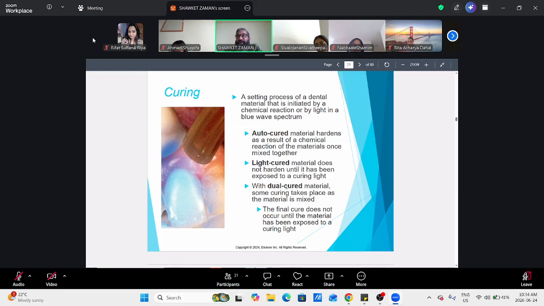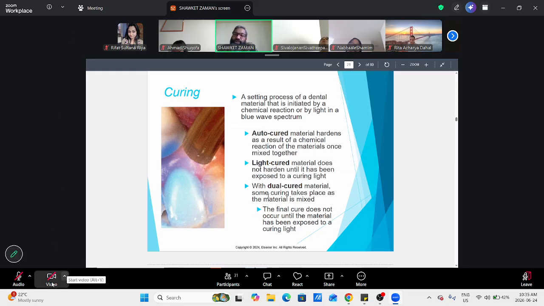And the dual cure, you know that nowadays we have the dual car, like half of the car engine is operated by what we call electricity, and another option is the diesel or gasoline, whatever we have. So the dual car, right? So that means it has both options. So here the same thing. Dual cured materials means it also has both options.